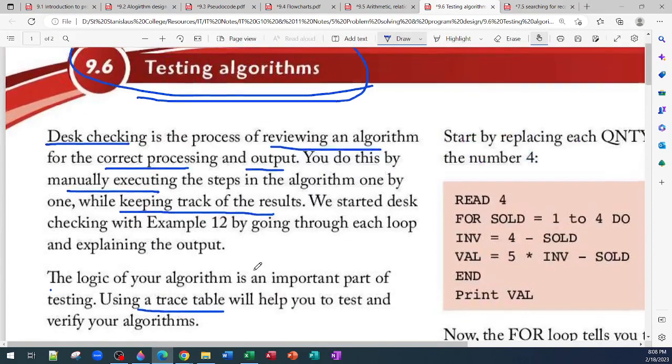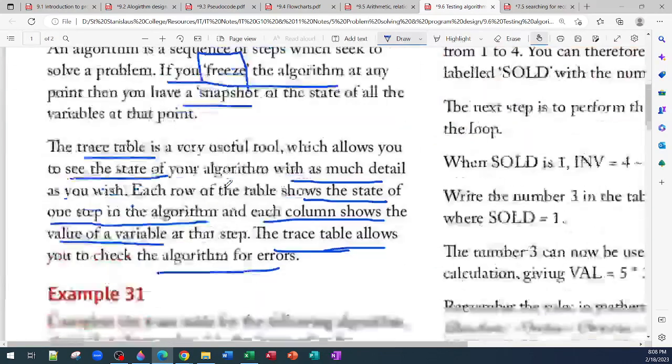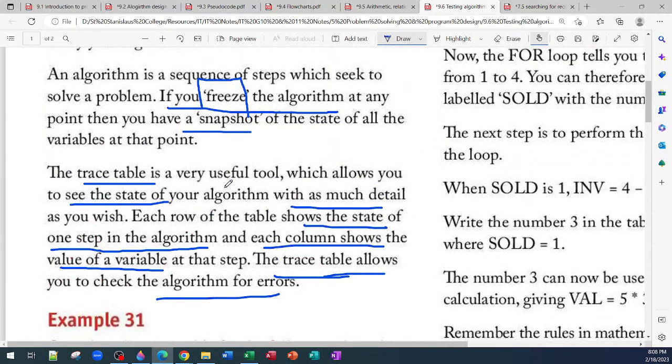It is basically to review the algorithm, check the calculations to see if they are correct, check the steps to see if they are logical and in the correct order, and check to ensure you're getting your correct output, which is all basically checking to see if you have any errors in your algorithm.